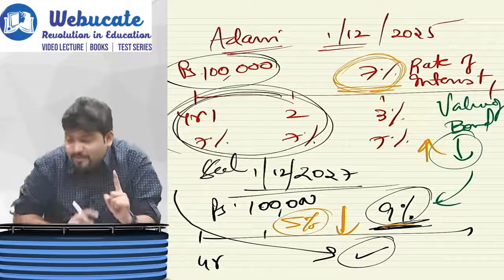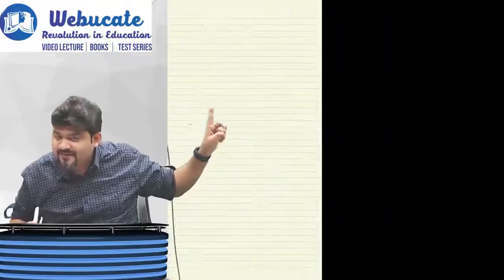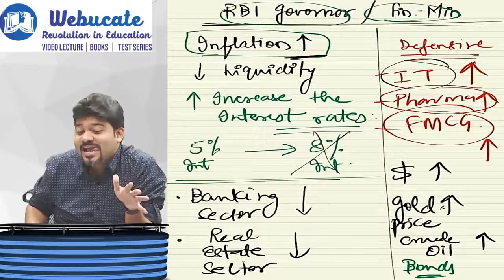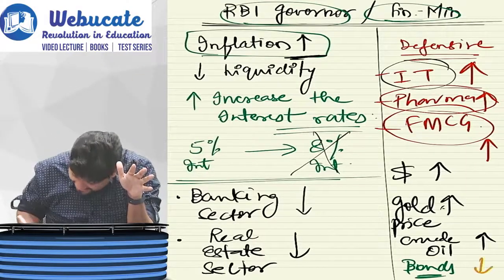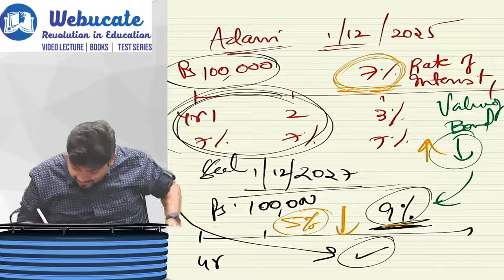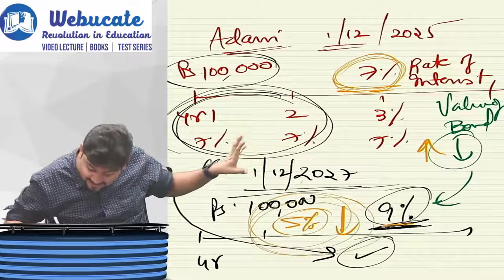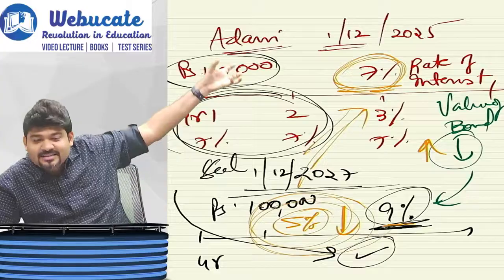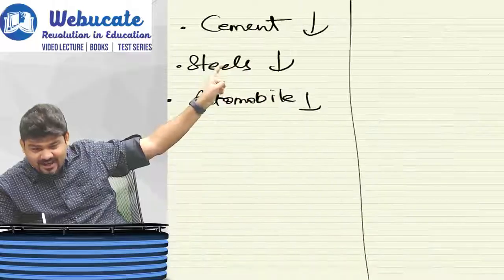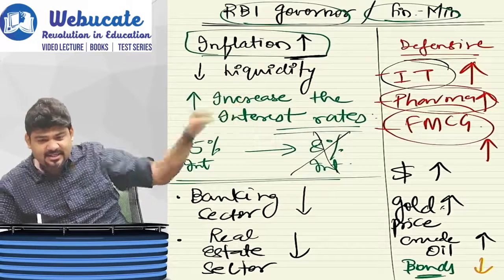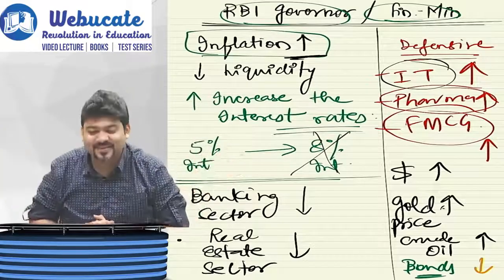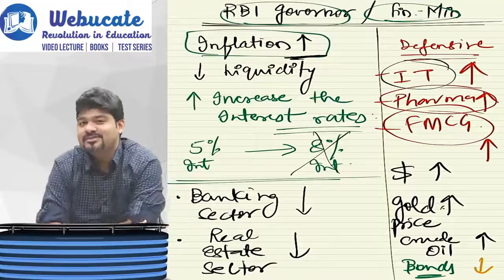So can I say they are inversely proportional? In our situation, the interest rate has increased. What will happen to the value of bond? The value of bond will decrease. Are we understanding? See, simple proposition. Now, when the interest rate decreases, people will start going towards this bond: demand increases, price increases, value of bond increases. But here in our situation, we have increased the interest rates. What will happen to the bond value? It will go down. Did you understand everything logically?